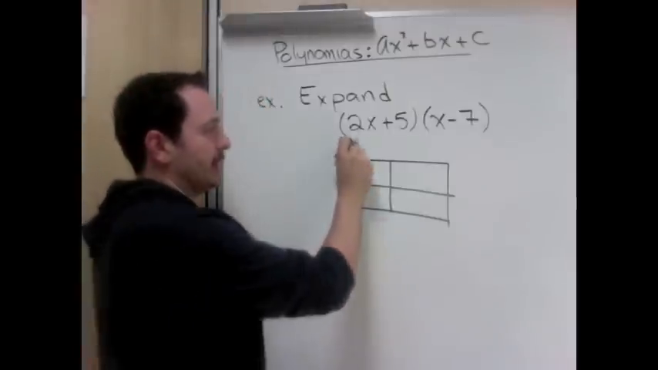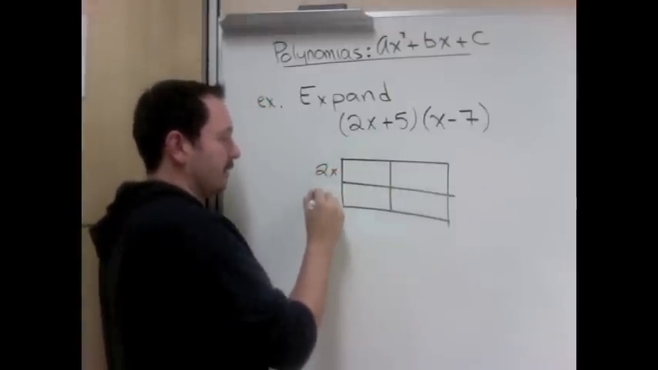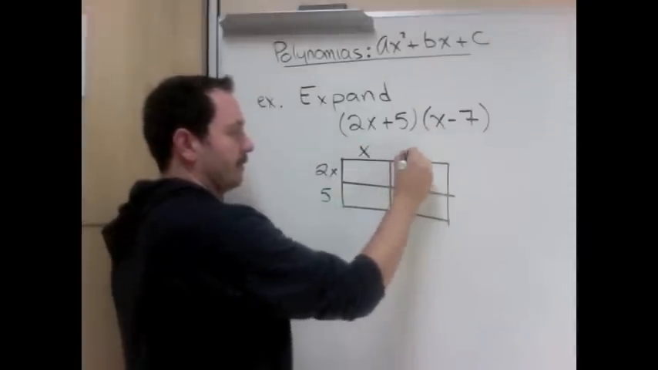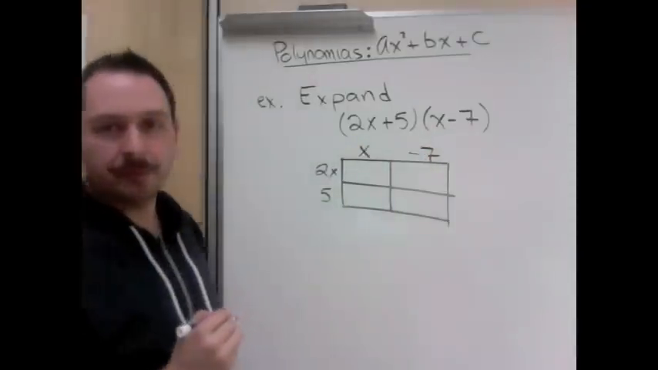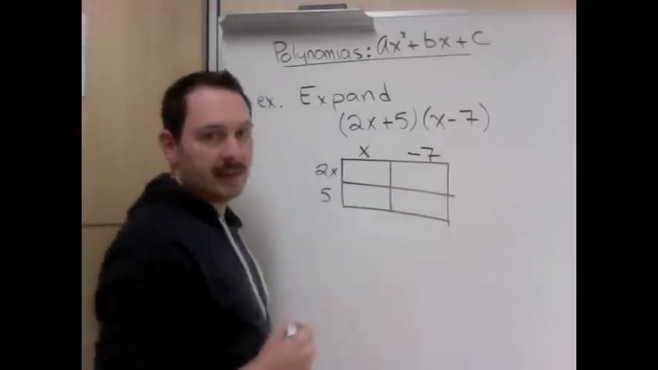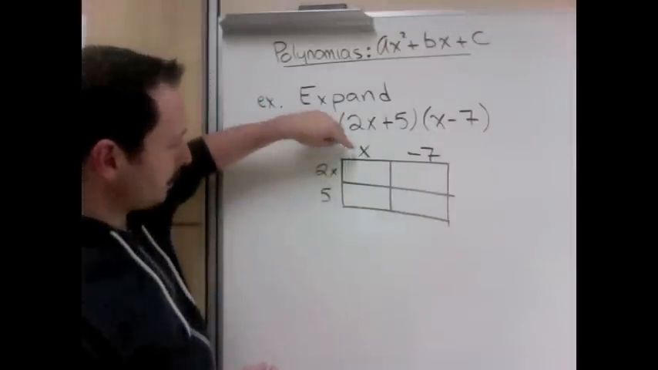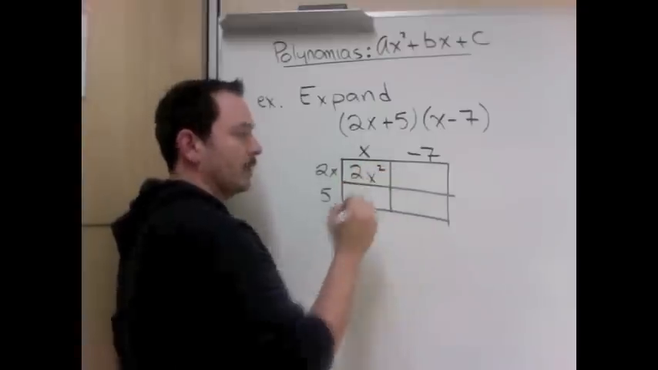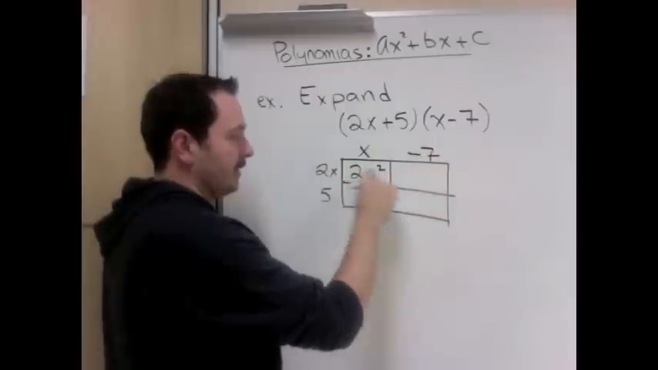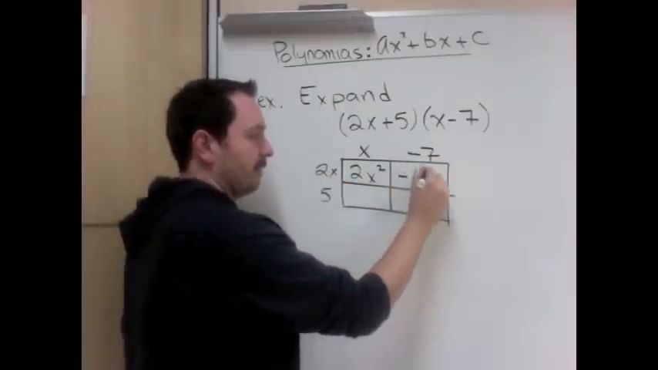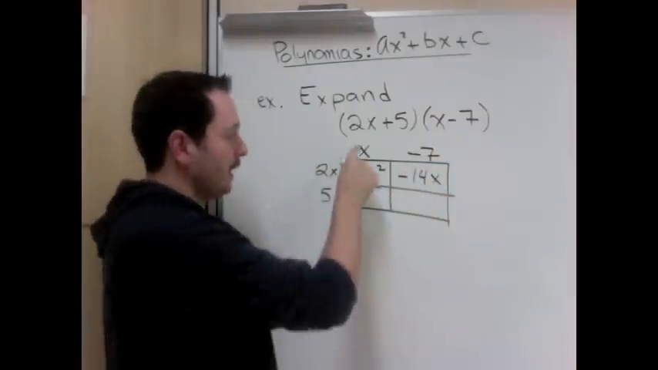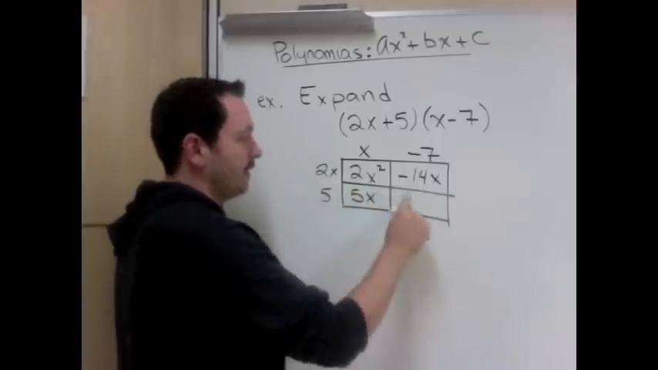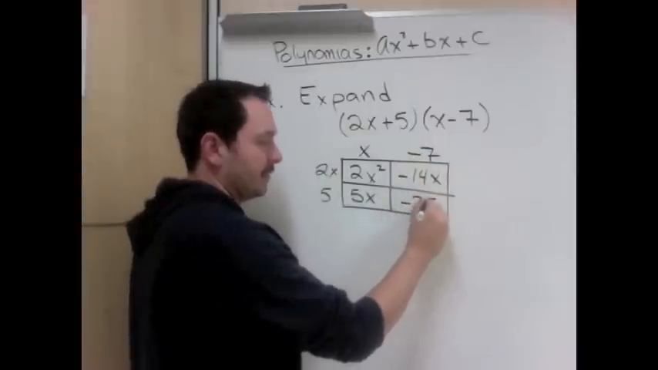And we represent 2x plus 5, 2x and 5 here. Then x minus 7. Don't forget the minus sign. So x and minus 7. And now we multiply our boxes. So x and 2x is 2x squared. Negative 7 times 2x is negative 14x. X times 5 is 5x. 5 times negative 7 is negative 35.